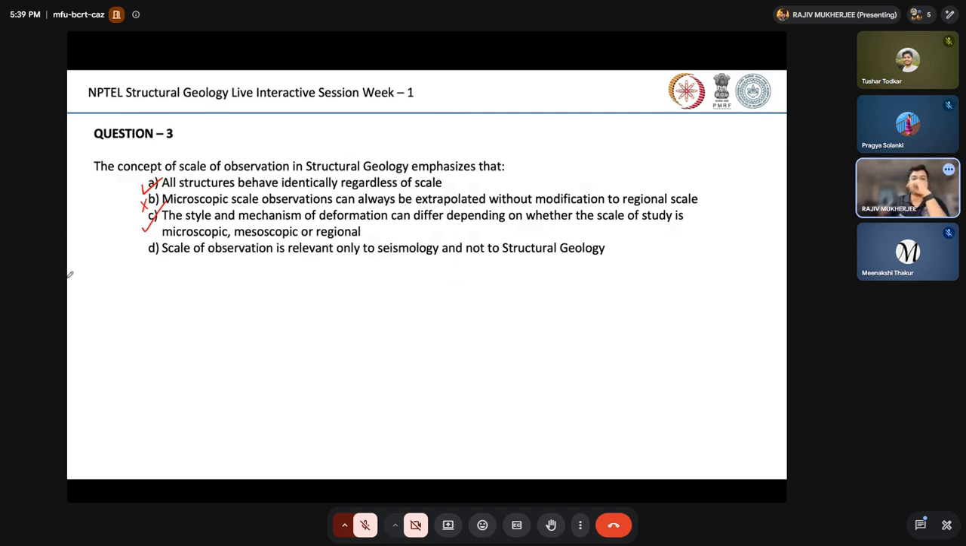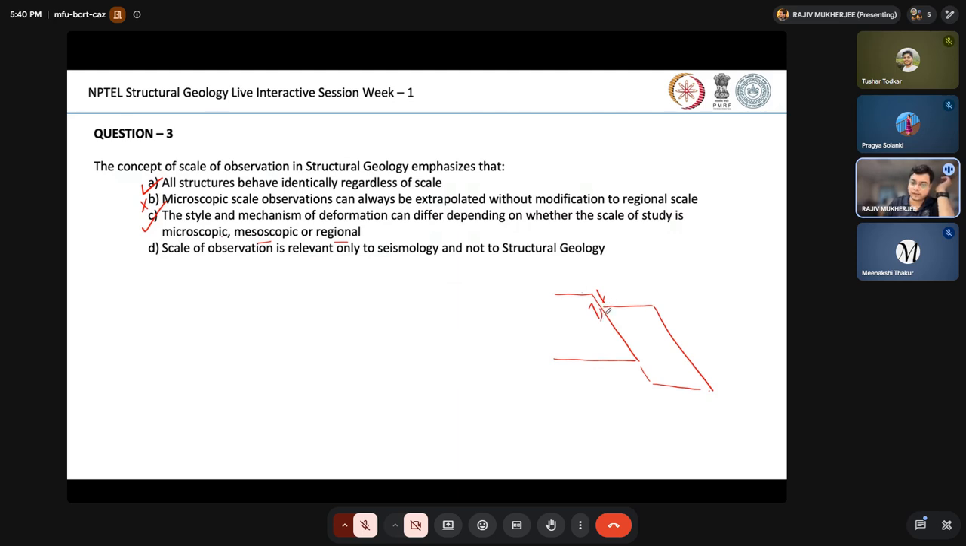Now, coming to the answer to this question, why is option C correct? Because the style and mechanism of deformation can differ depending on whether the scale of study is microscopic, mesoscopic, or regional, right? Why so? Let me give an example. If you observe a fault, say for example, a normal fault, say for example, this is a brittle deformation.